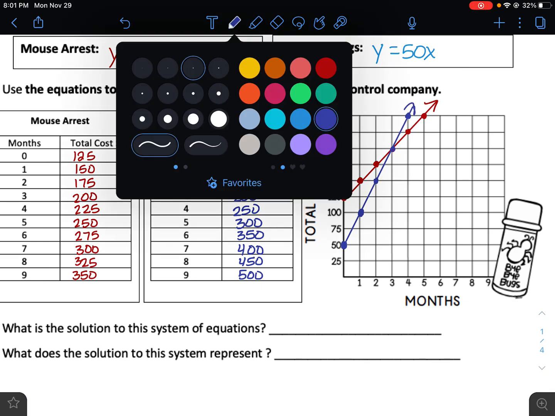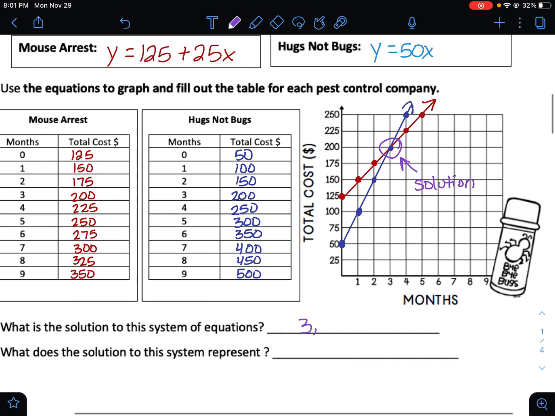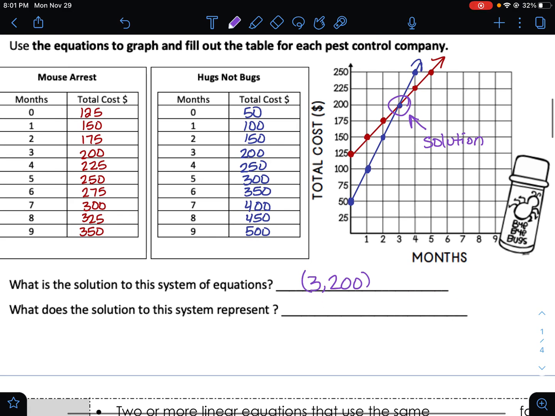Okay, so what do we notice about this? Again, it has a point of intersection. This is also known as the solution. Point of intersection and solution are the same thing. Okay, so it is intersecting at 3, 200. Now, the important part, what does this solution represent? I do not want you to just say point of intersection. We know that, but in this situation, what does it represent?